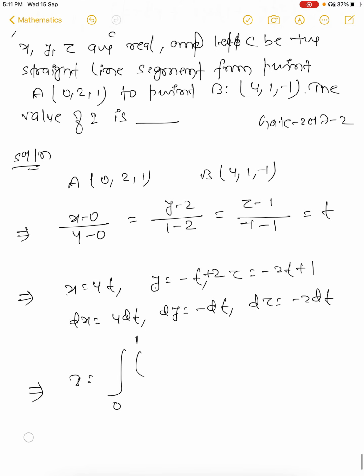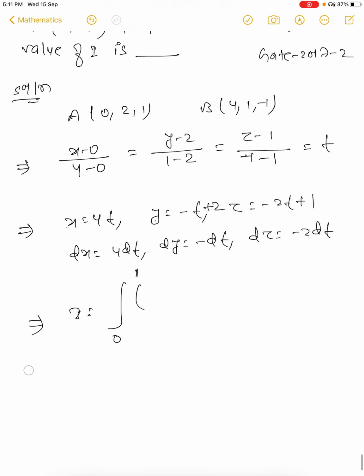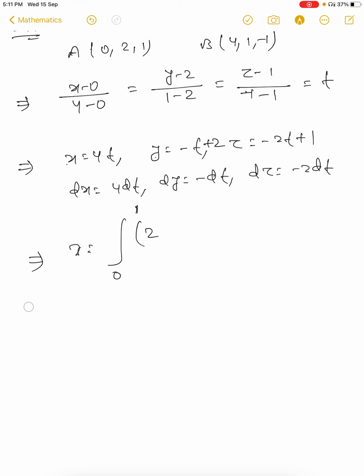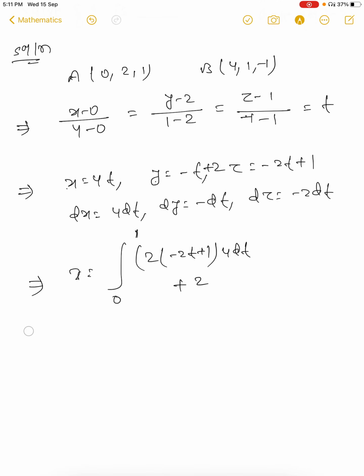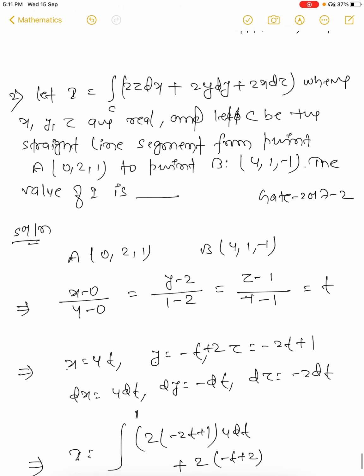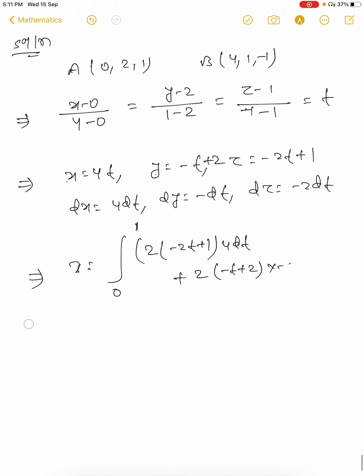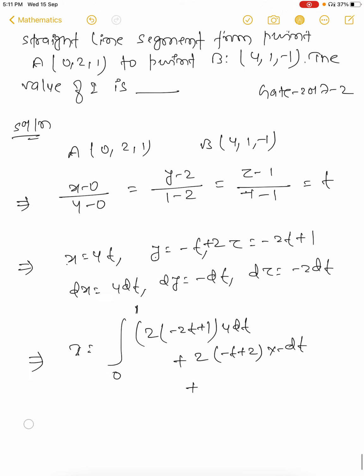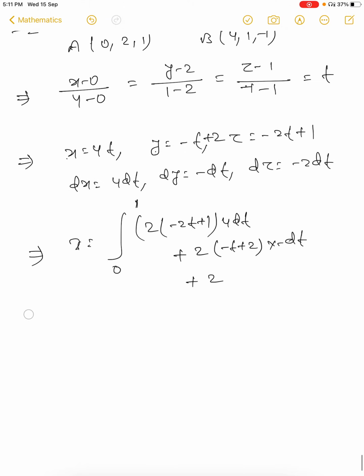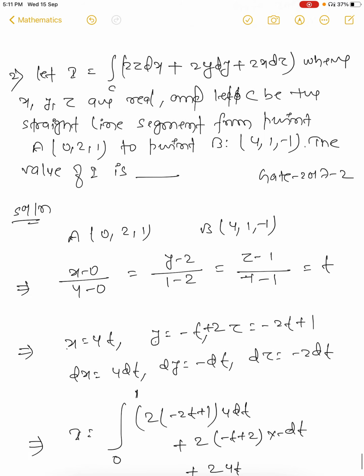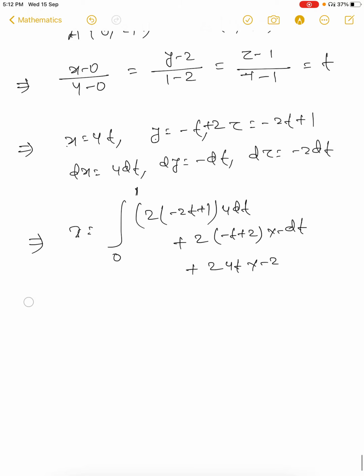So here is given the integral, the z value is minus 2t plus 1, and dx value 4 dt, plus 2y, the y value in terms of t is minus t plus 2, and dy, in the place of dy will be minus dt, plus 2x, x value 4t, and here will be dz. In the place of dz you will get minus 2 dt.